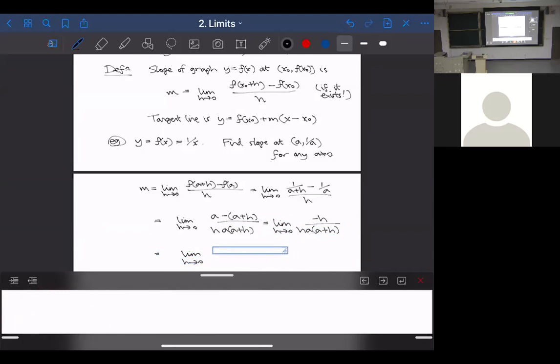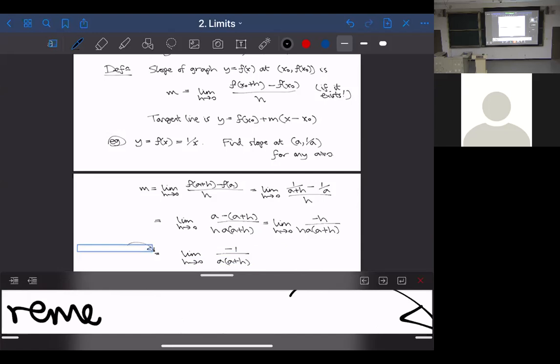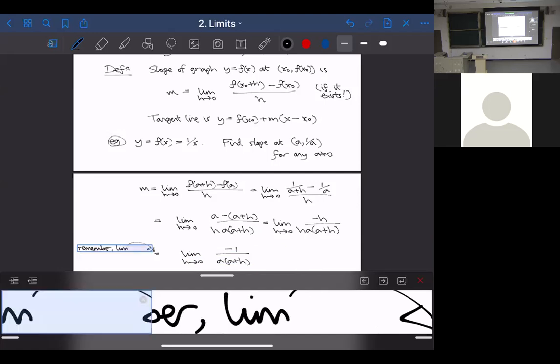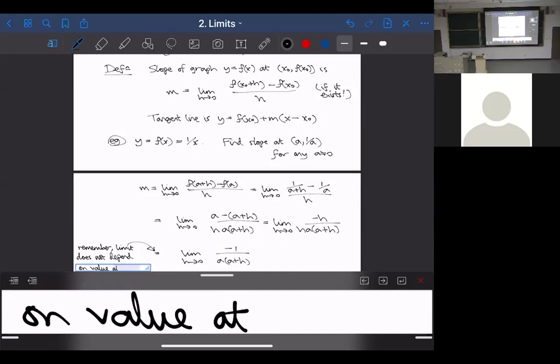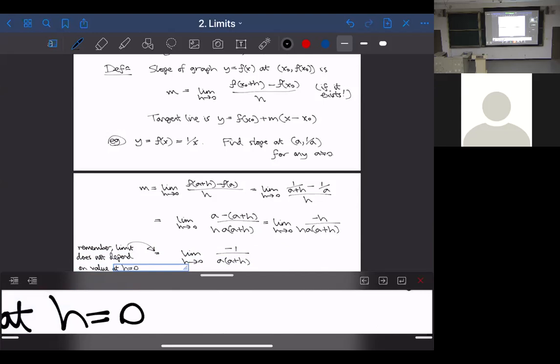Okay, and then I can cancel out the h's. So this is where it's useful. Remember, the limit does not depend on the value at h equals 0. We don't have to worry about dividing by 0 in this. And then, by the limit laws, that's minus 1 over a squared.